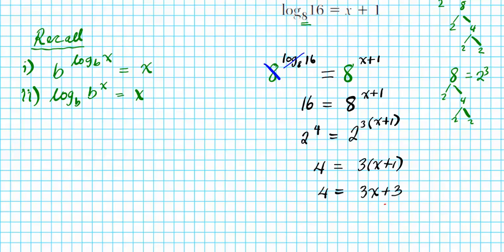Subtract 3 from both sides. Let me switch my equation around. I'll have 3x equals 1. Then divide both sides by 3. And then we have our final answer, x equals 1/3. Okay, so that is that.